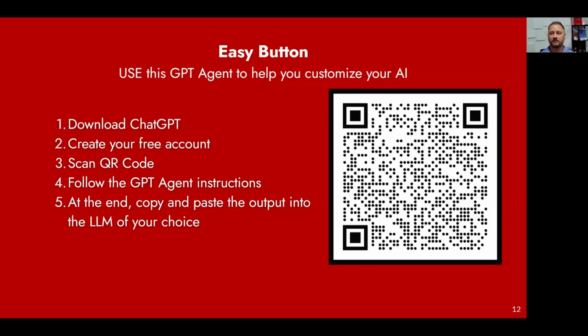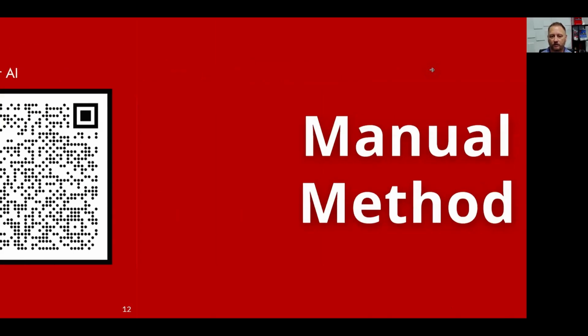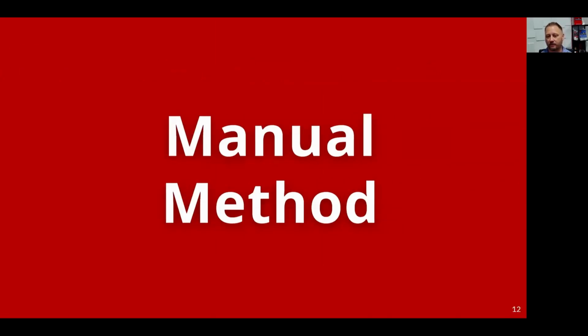The reason I call this the easy button is you don't have to think about what the questions are. You just follow the prompts. It's going to ask you questions and you just answer them truthfully. At the end, it's going to give you instructions on what to do. And there's another method. If you want to follow along with us here, some of us are going to do the manual method, which is what I'm going to be teaching.